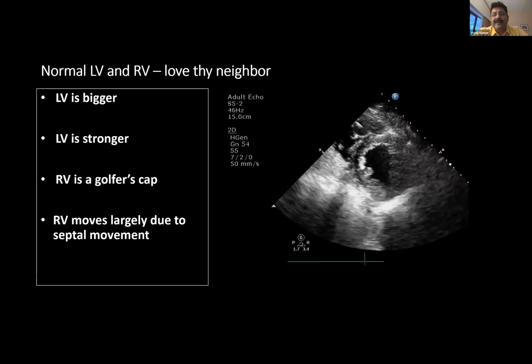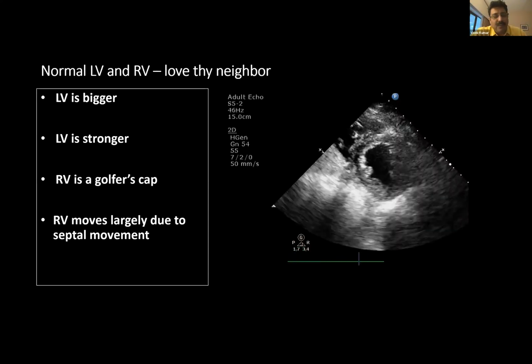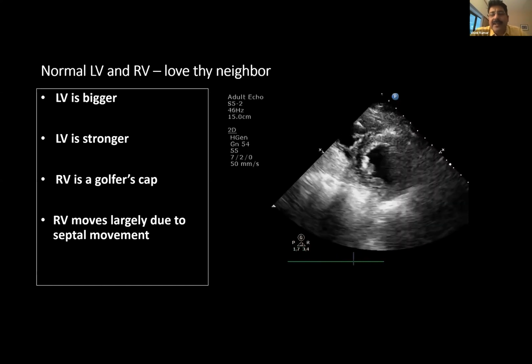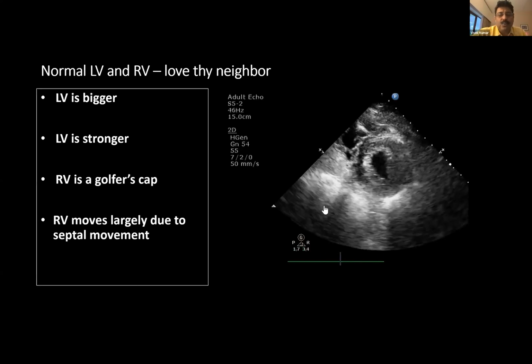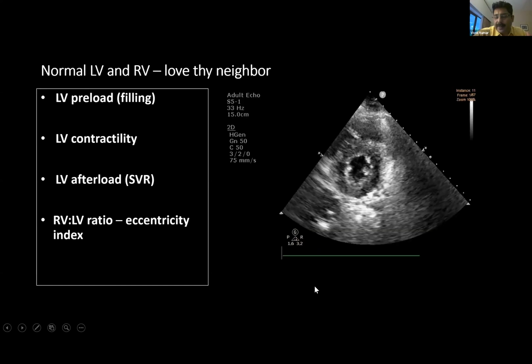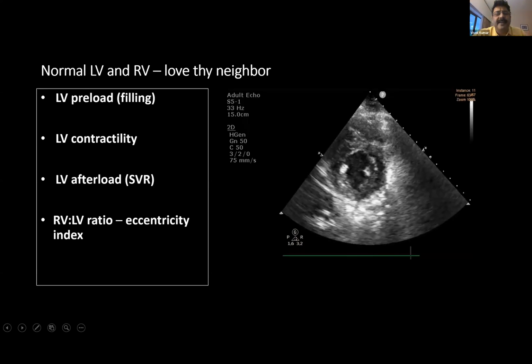Therefore, in real life, when you see an anteroseptal myocardial infarction, you presume that there will be some drop in the RV systolic function. Okay, this is one. These are the normal interactions. This is the second slide.